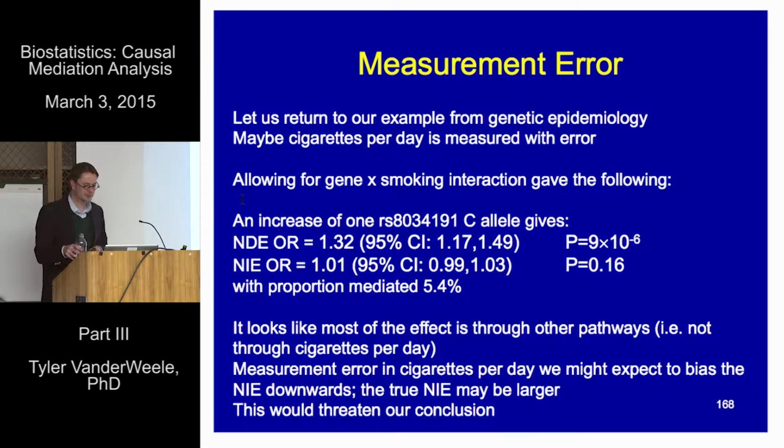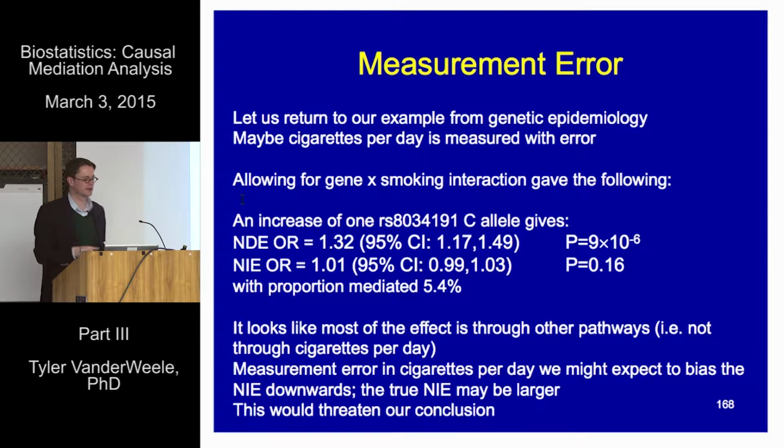Okay, so to conclude this bit on measurement error, let's return to our example from genetic epidemiology. We saw that allowing for exposure-mediator interaction in our analyses, our estimates of the natural direct effect odds ratio were 1.32, natural indirect effect odds ratio 1.01, proportion mediated about 5%. It looked like most of the effect was through other pathways, but we were worried here that measurement error in our mediator, self-reported average number of cigarettes per day, might compromise that conclusion. That would weaken the association. Our indirect effect would be an underestimate. The proportion mediated might be substantially larger.